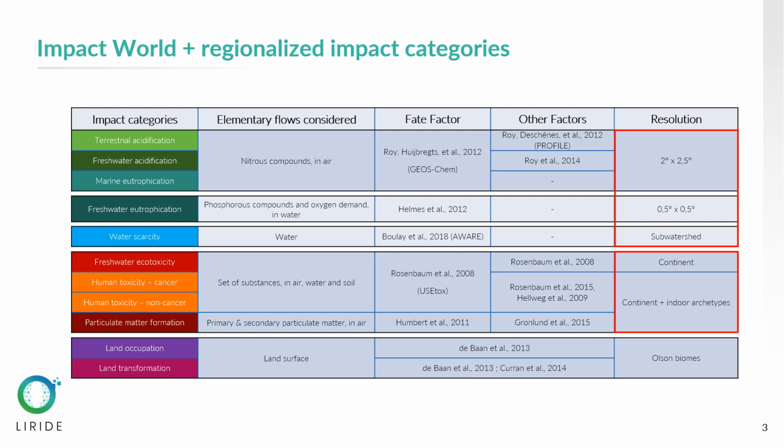Also, by studying the models, we found out that land use related impact categories of Impact World Plus do not consider Arctic regions yet. The tundra and boreal forest ecoregions do not have their proper characterization factor.